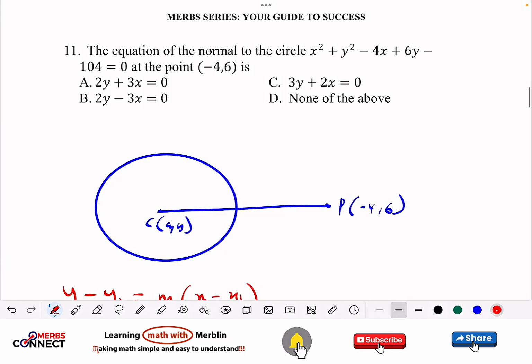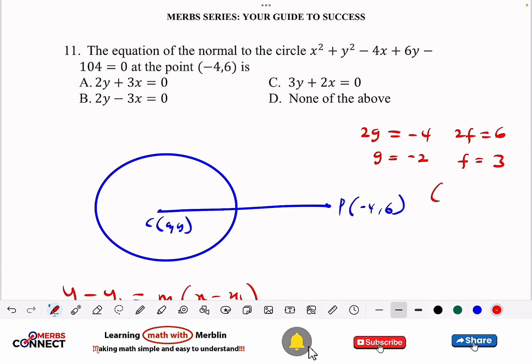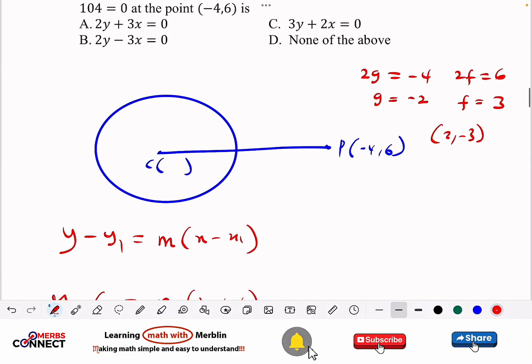Let's find the center from this. So we've been doing this a lot. I'm going to have 2g equal to minus 4, so g is equal to minus 2. I'm going to have 2f equal to 6, and then f is equal to 3. So the center will be 2 and minus 3, because the center is minus g, minus f. So my center now is 2, minus 3.